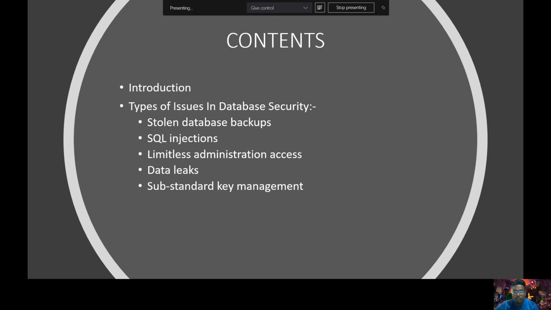So the content in this slide, we're going to discuss the types of issues in database security. We have 5 types of database security issues. First is the stolen database backup, then SQL injection, limitless administration access, data leaks, and substandard key management.